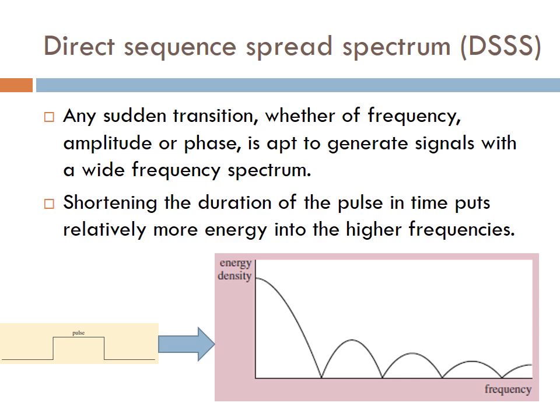So the sharp corners of the pulse shown in this figure indicate that we can expect the spectrum to have high frequencies. The other figure shows how the energy of a pulse like that would be distributed across a spread of frequencies. Shortly, the duration of the pulse puts relatively more energy into the higher frequencies.